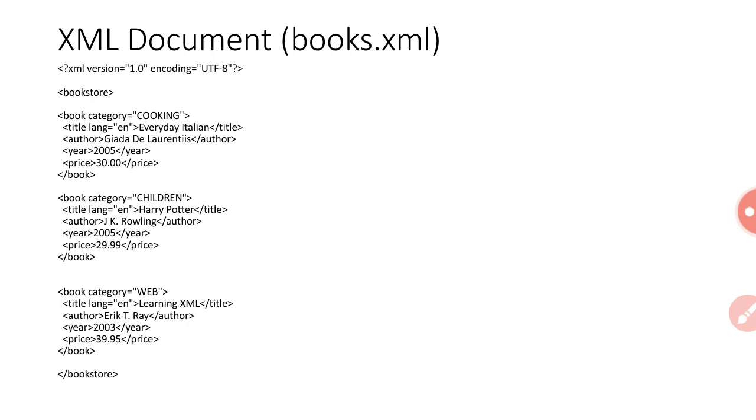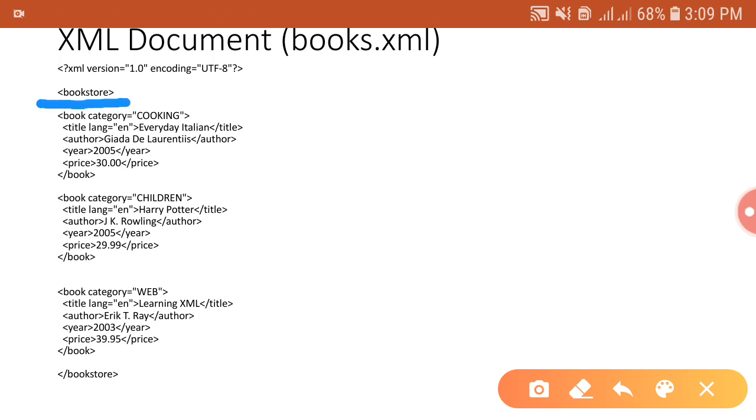This books.xml document. Here bookstore is root element, right? Then book, title, author, year, price are all element nodes. And see this, category equals cooking and language equals en are attribute nodes. Category equals cooking, language equals en, category equals children, category equals web. These all are attribute nodes.